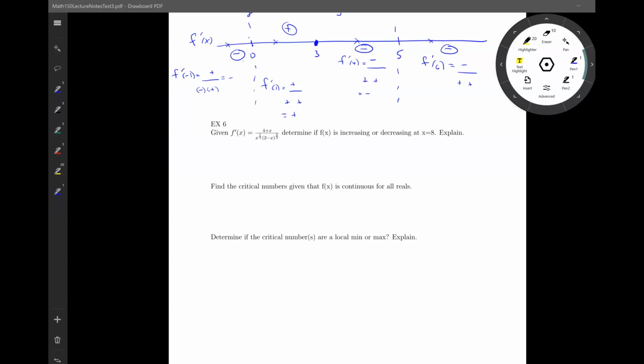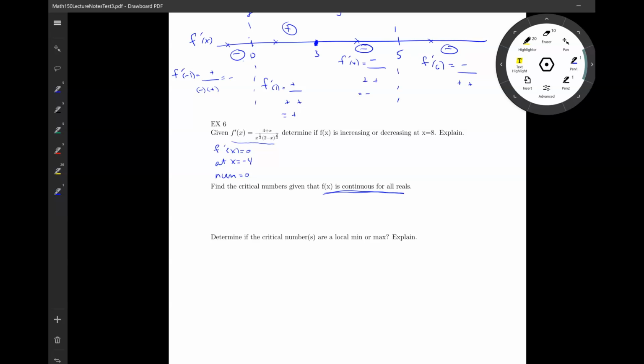All right, so again, I'm given the derivative graph, and f of x is continuous for all reals. I say it down here. So all numbers are fair game for critical numbers. So the derivative equals 0 at x equals -4. That's where the numerator is equal to 0, correct?